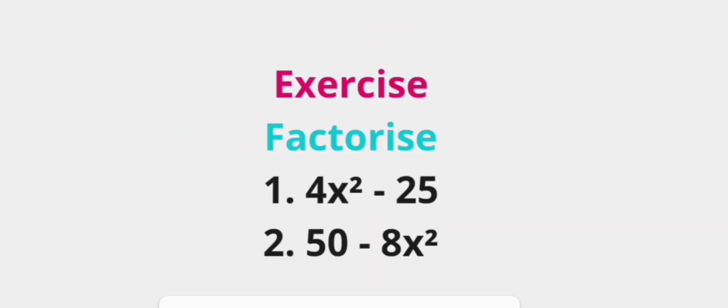Here is an exercise for you. Factorize 4x squared minus 25. That's the first one, and 50 minus 8x squared. That's the second one.